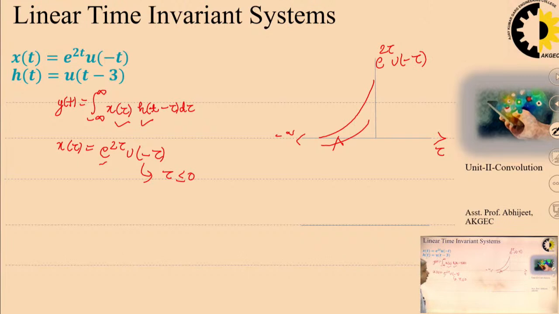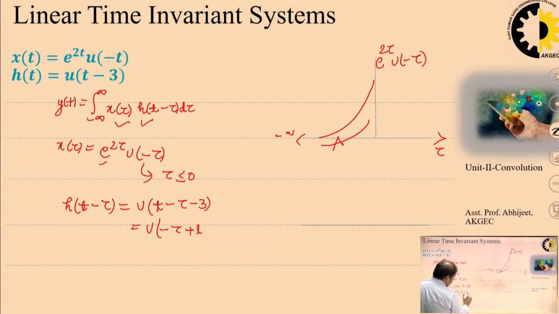Correct? The second signal is h of t minus tau. So what will be my h of t minus tau? You can understand h of t minus tau is basically u of t minus tau minus 3, which eventually means u of minus tau plus t minus 3. So if I want to plot this signal, it is going to be slightly easy. First of all, I will plot u of tau plus t minus 3.